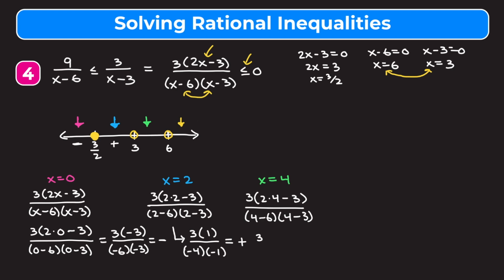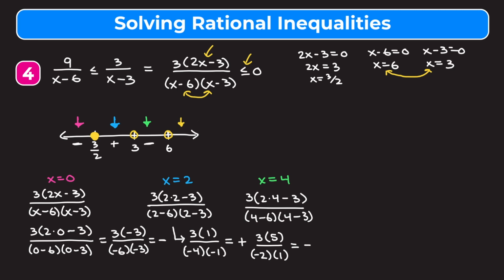So on the top, we have 3. 2 times 4 is 8. Minus 3 is 5. So 3 times 5 on the top. On the bottom, 4 minus 6 is negative 2. And 4 minus 3 is positive 1. We have 1 negative, so this comes out as negative. Put a negative in this part of our sign chart.